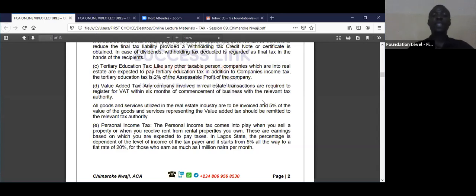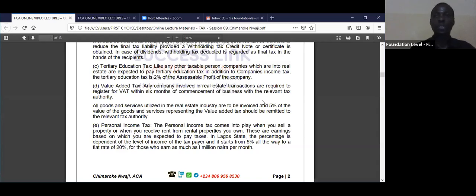Now, value added tax is also one of those taxes that is paid by real estate companies. You are supposed to register for VAT within 6 months of commencement of business with the relevant tax authority. For those of you who may one day want to open your own business, because I do that for people, when you register your business, whether it is a business name or a company, it is mandatory that within 6 months you go and get your TIN for VAT.